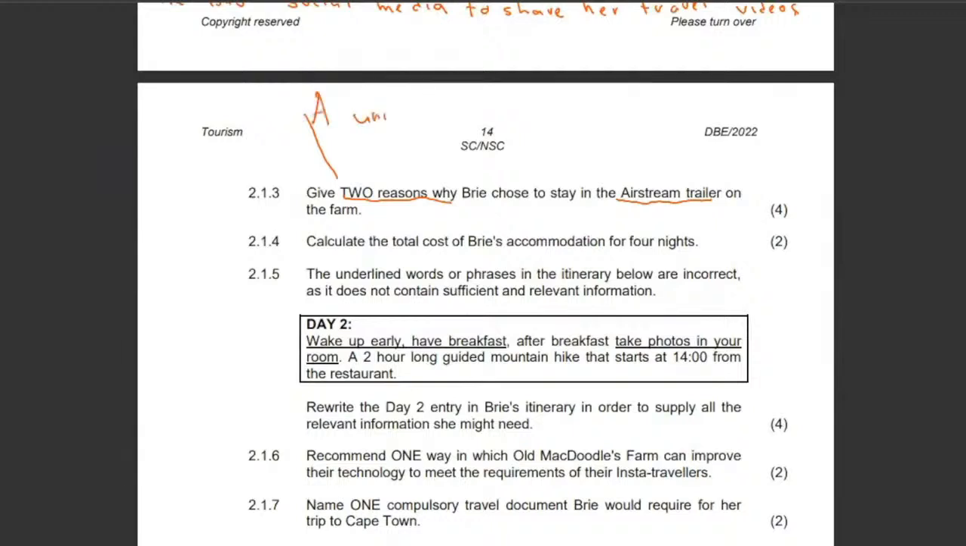A unique type of accommodation. It's a type of accommodation which you don't come across on a daily basis. So at times, in order for your post to trend, try to do something in a unique way. That is why she chose to use that particular type of accommodation. It can actually attract interest from different followers. The accommodation is unique, so that's reason number one.